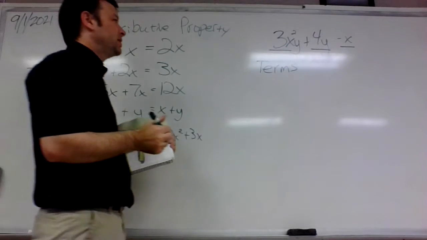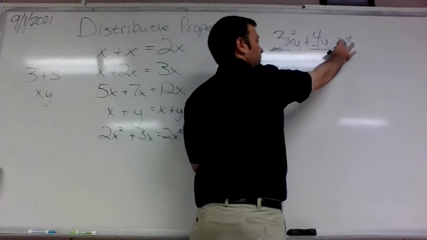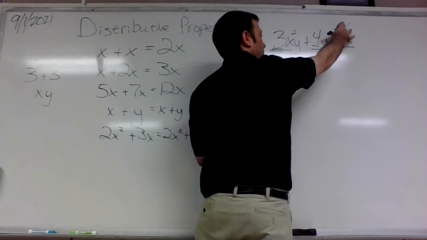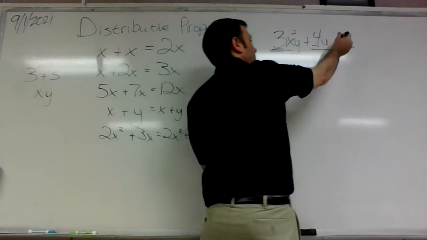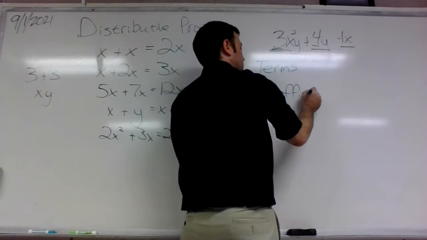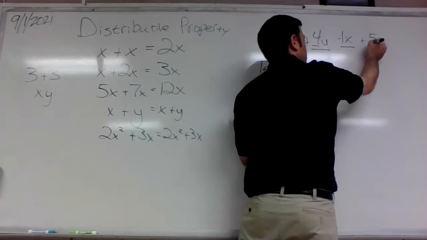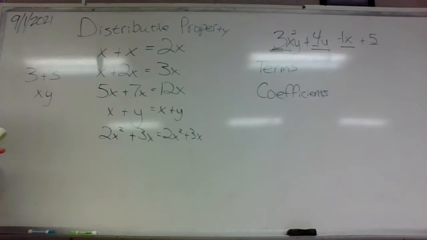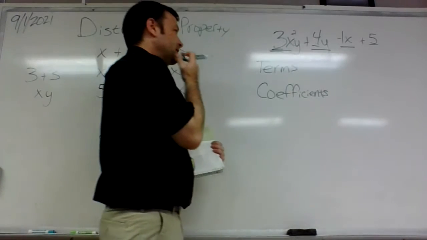Alright, the numbers on the front, 3, 4. What number is on the front of this one? If there's no number right there, do you guys know what number is right there? One. You guys remember that? Well, okay. Those are called coefficients. The numbers on the front. By the way, if I had like a +5, that's still a term, and it's still a coefficient, even if it doesn't have variables. It's called a constant. You guys remember we talked about constants on Monday?